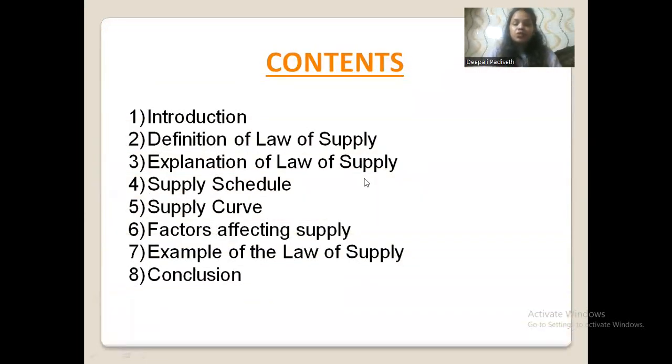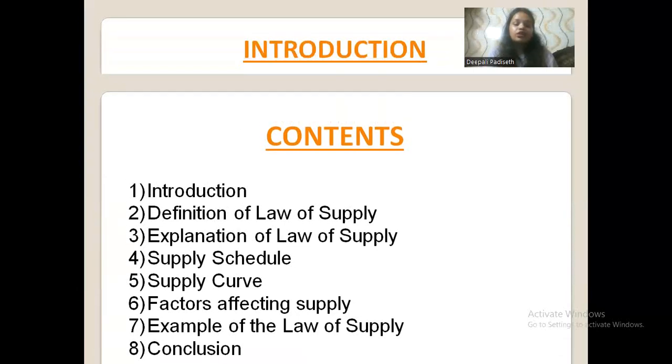These are the contents which I have included in the slides. We will study each in brief. First, I have added introduction, definition, explanation of law of supply, and examples, rules, supply schedule, and supply curve, factors affecting supply, and example of the law of supply, plus conclusion.